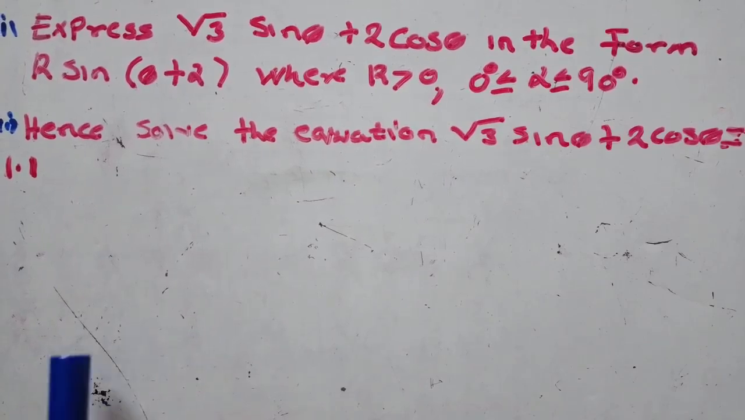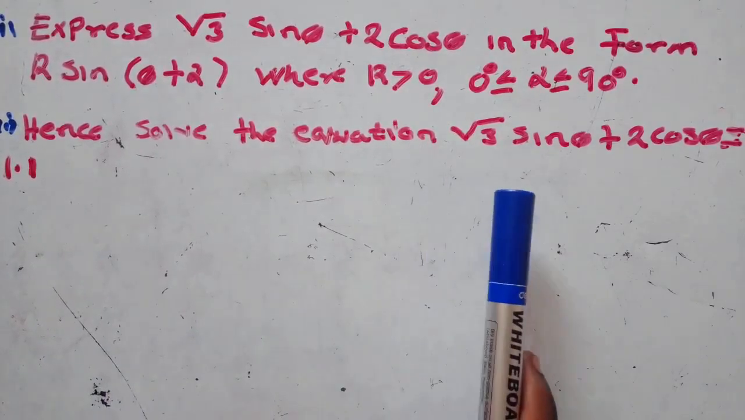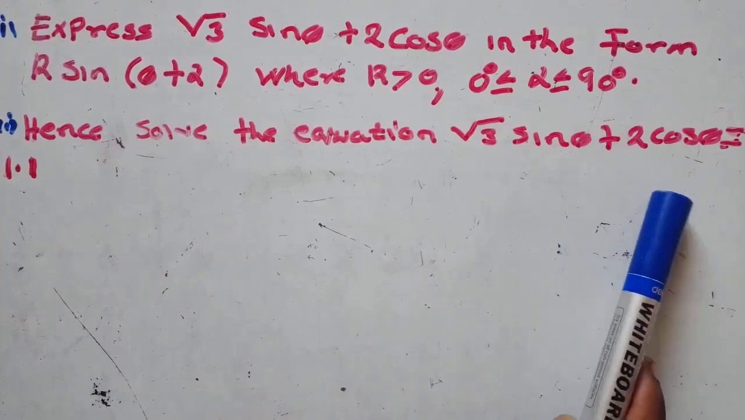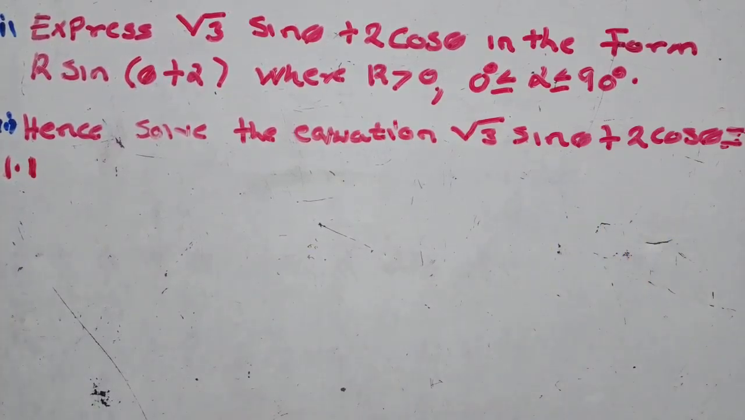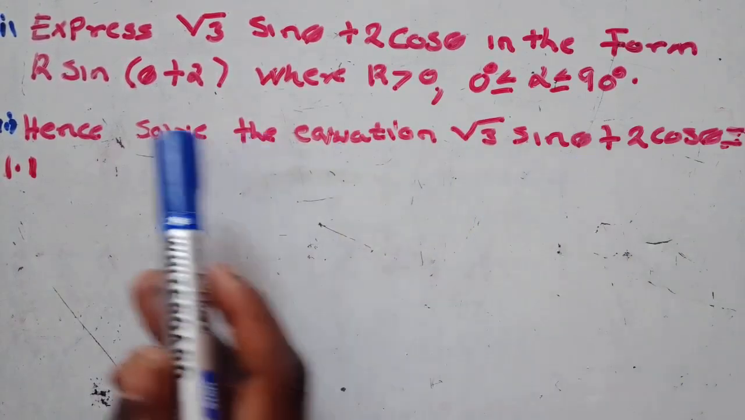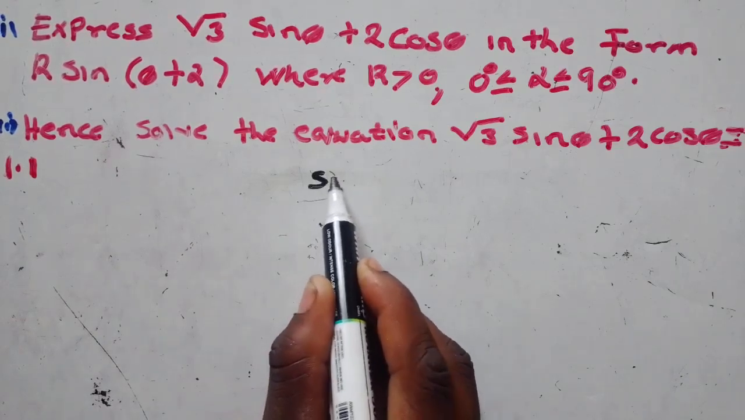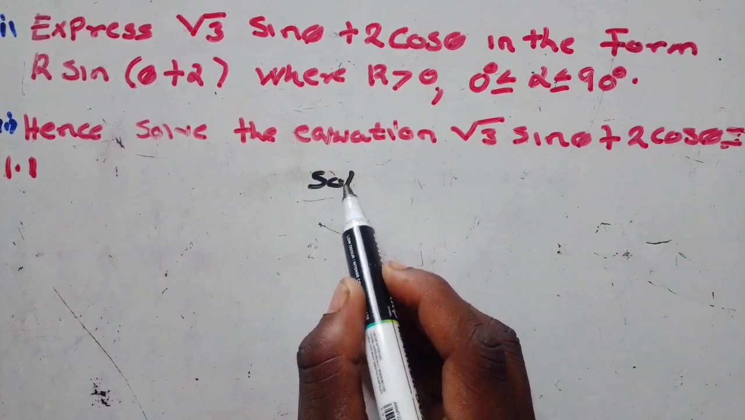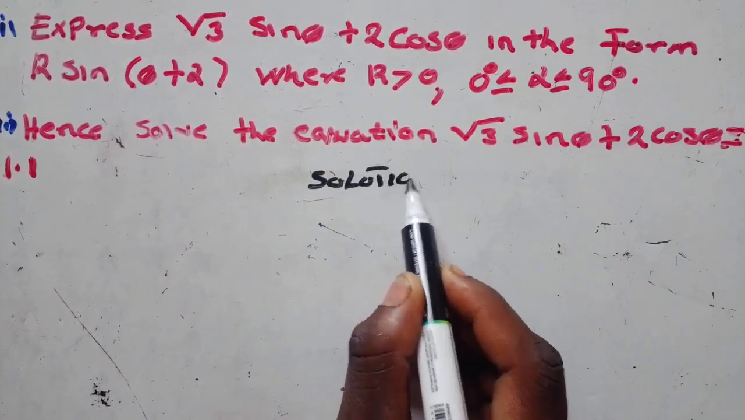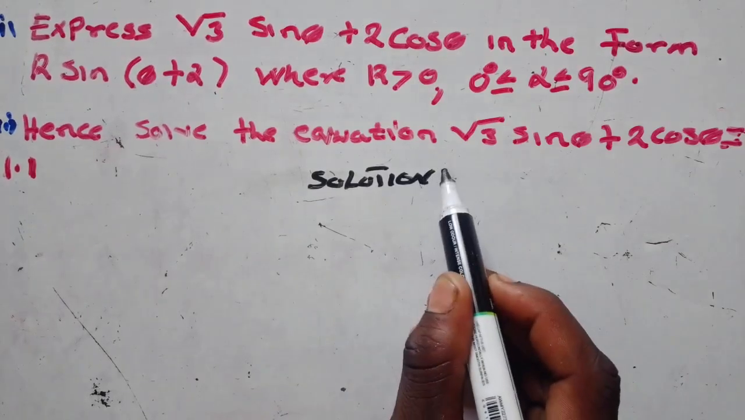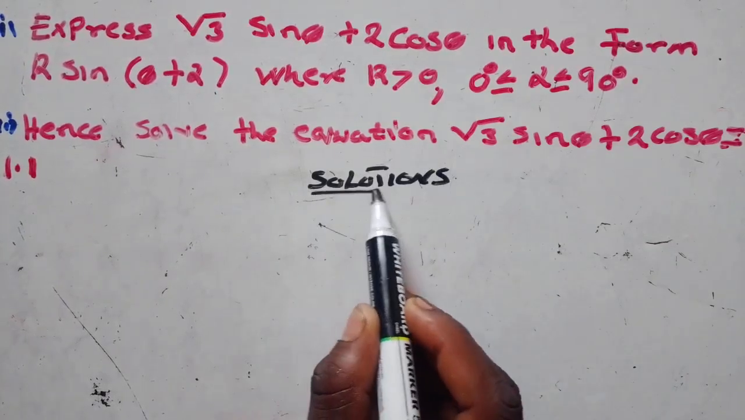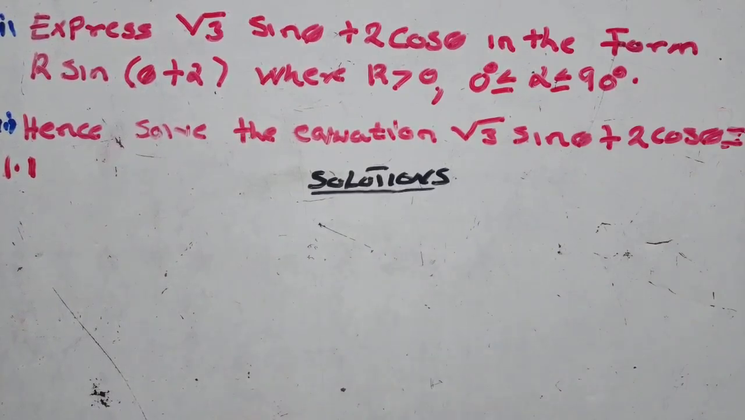And B reads, hence solve the equation root 3 sine theta plus 2 cos theta is equal to 1.1. So after we have expressed this in this form, we now solve the equation. So our solutions begin from here. So we have a solution here. Our solutions are down here.